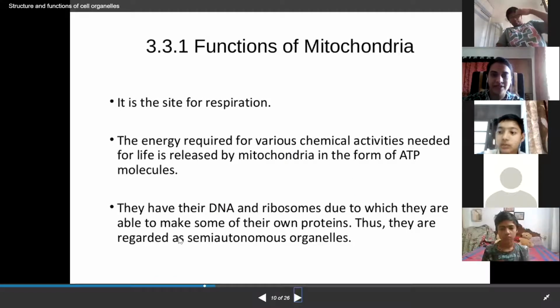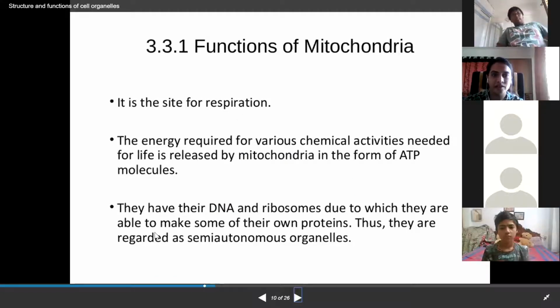Okay. So yes, it is the site of respiration. Energy required for various chemical activities for life is released by mitochondria, and it is released in the form of ATP molecules. ATP, adenosine triphosphate. They have their DNA and ribosomes, due to which they are able to make some of their own proteins. So, mitochondria along with ribosomes can also make a few proteins.